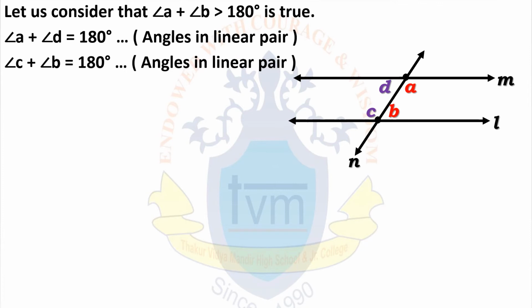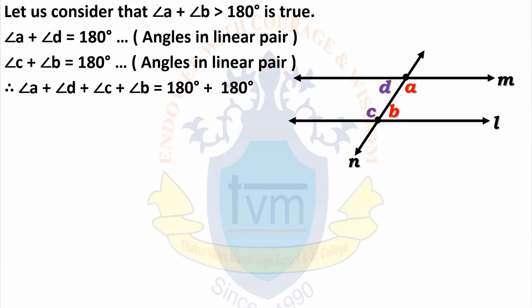Okay. Angle C plus angle B is also 180 degrees. Look at this figure. Here angle C and B form a linear pair, so the sum of these two angles is also 180 degrees. Now we will add these two equations. Okay, what will we get? Angle A plus angle D plus angle C plus angle B equals 180 plus 180 degrees.